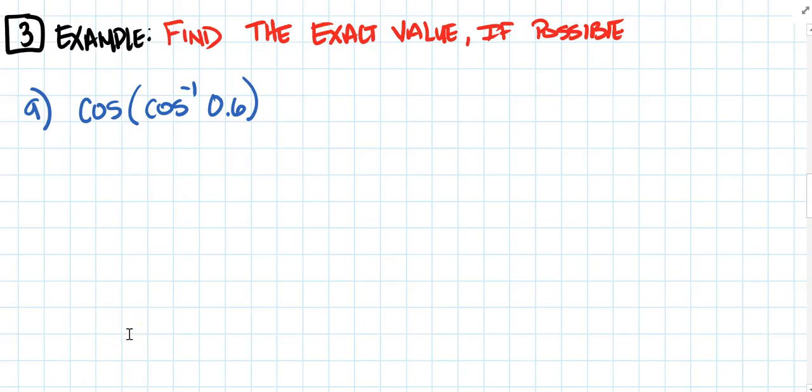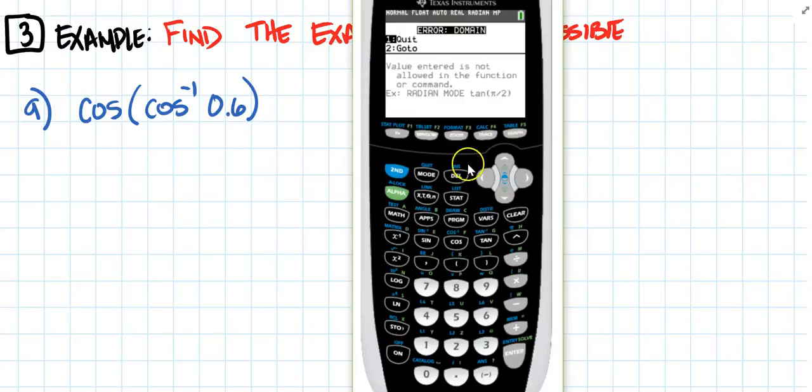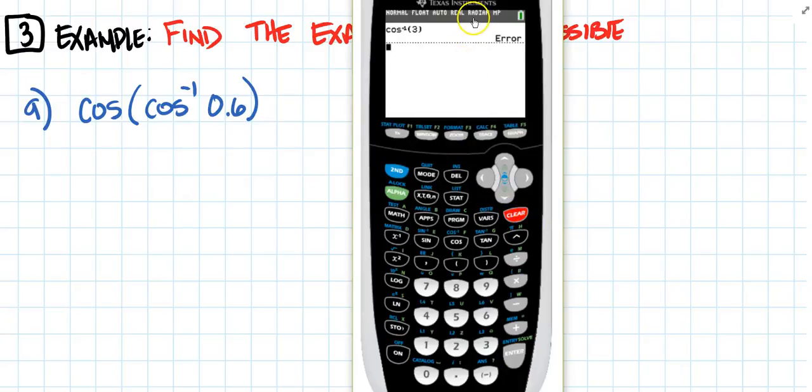Okay, here's box 3. Let's find the exact value, if it's even possible. Part A says the cosine of the inverse cosine of 0.6 radians. Get your calculators out and make sure that you are in radian mode, and just go ahead and plug it in and play with it. How about the cosine of the inverse cosine of 0.6? Push enter. No one should really be surprised that the answer is 0.6.